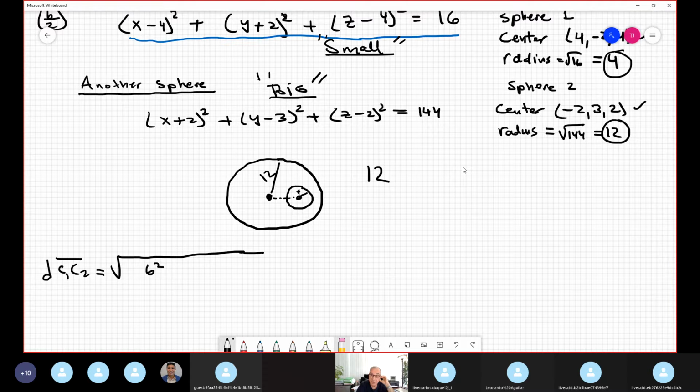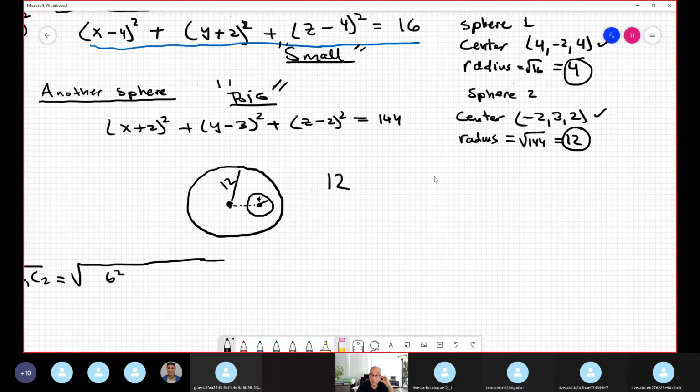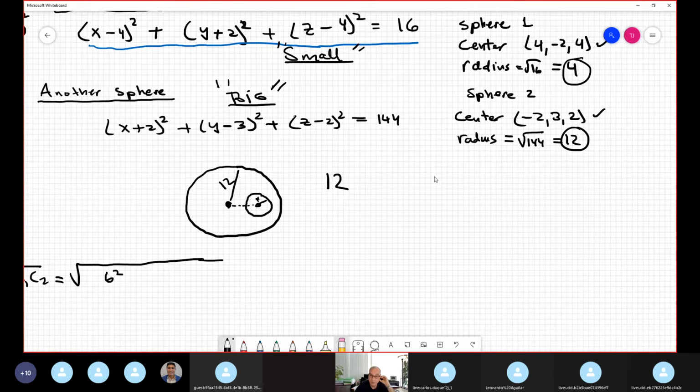Now the y component: minus 2 minus 3 is negative 5, squared, plus the distance between 4 and 2, which is just 2, squared. Do you follow?